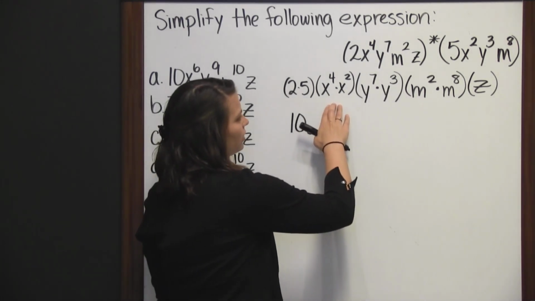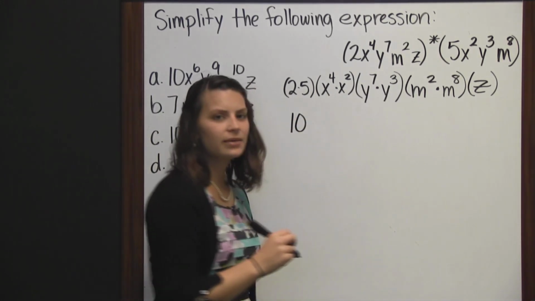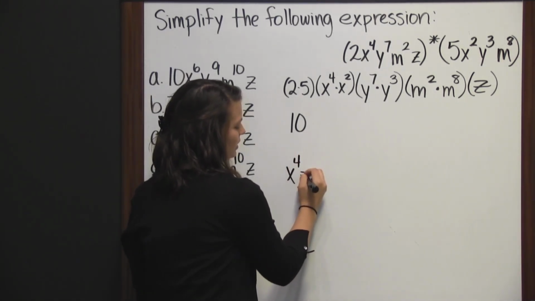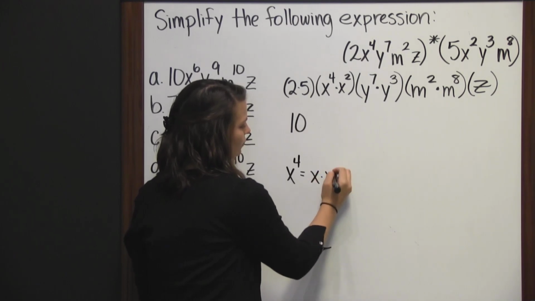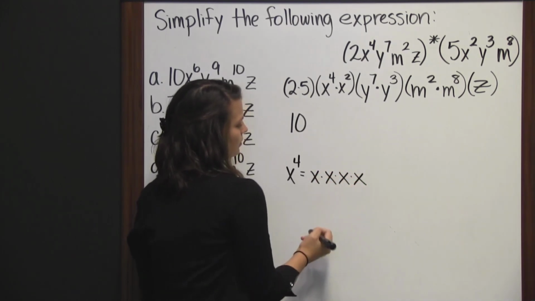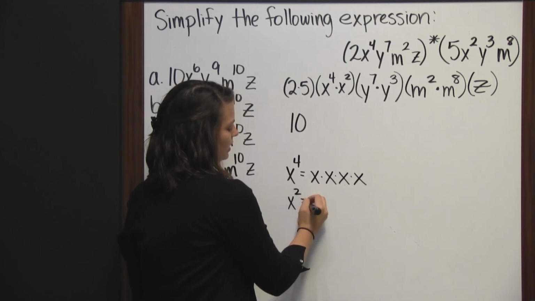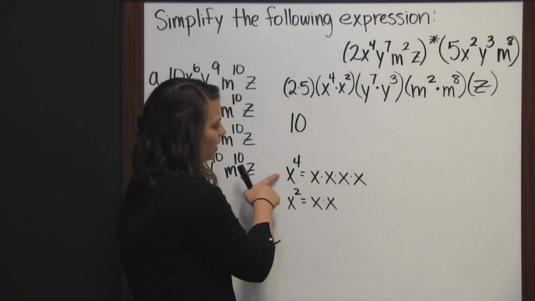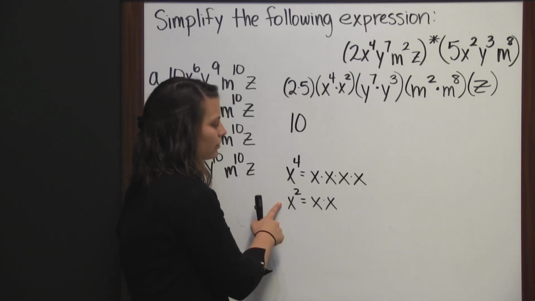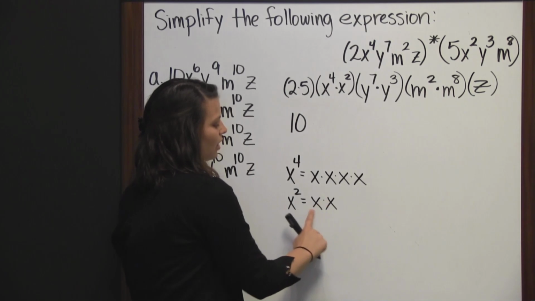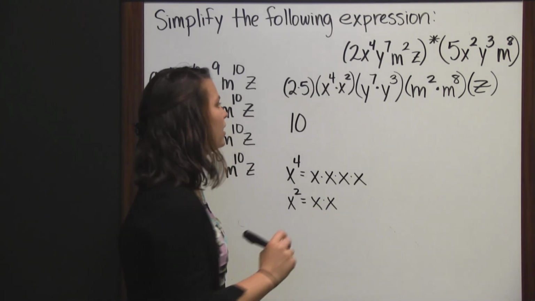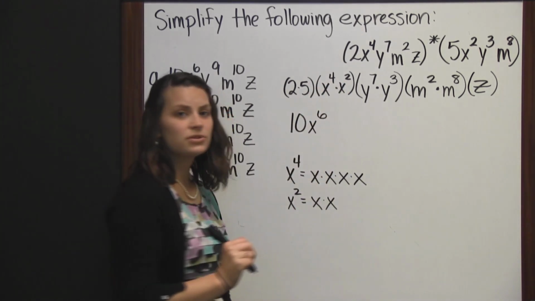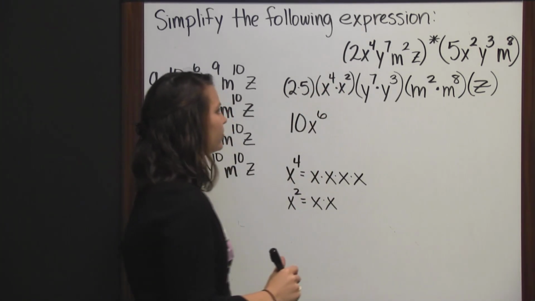And then we get to our x's, x to the 4th times x squared. And what that really is, x to the 4th means x times itself 4 times, while x squared means x times itself 2 times. So when we multiply x to the 4th times x squared, we're multiplying x times itself a total of 6 times. So it's x to the 6th. You can see what we end up doing is adding those exponents together.